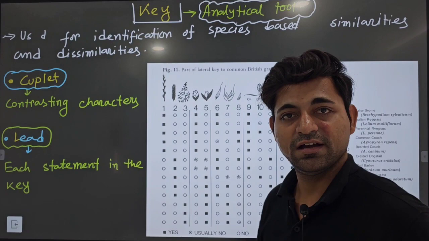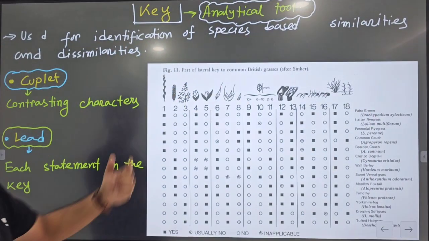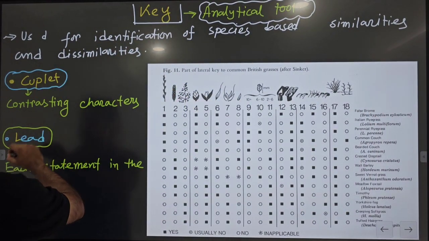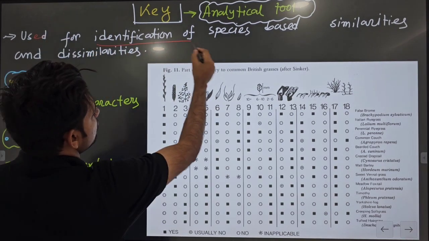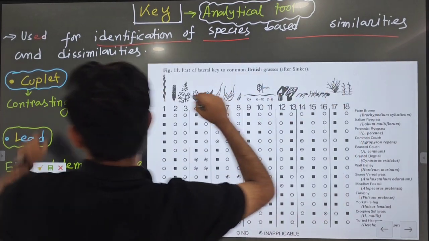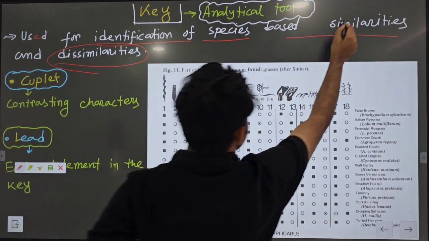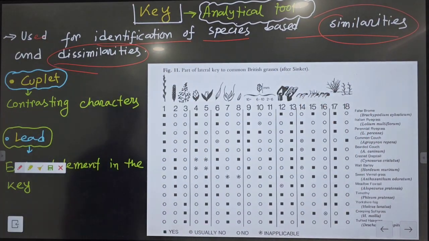Now this is what we call a key. The key is used for identification of species based on similarities and dissimilarities. These two lines are very important.